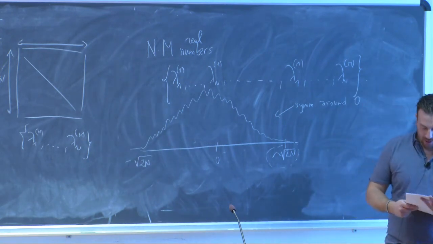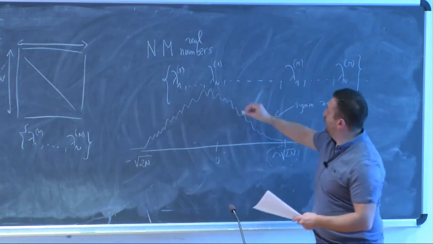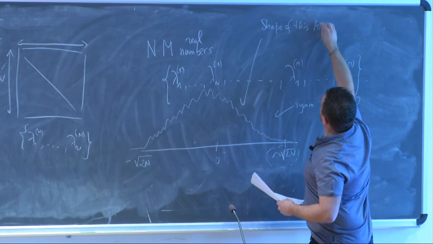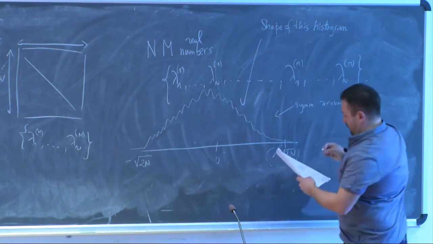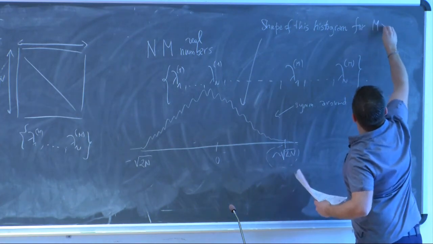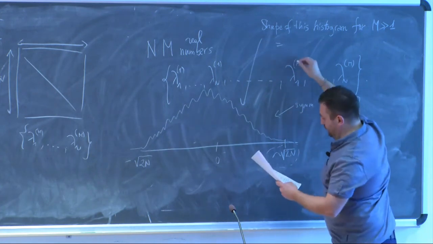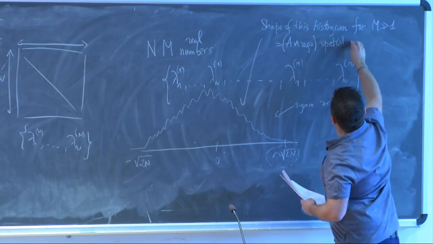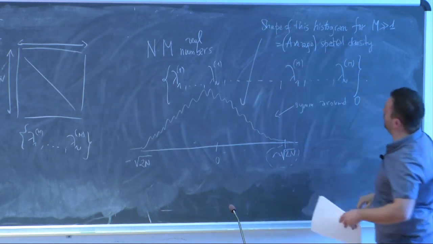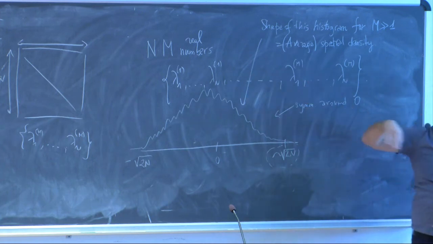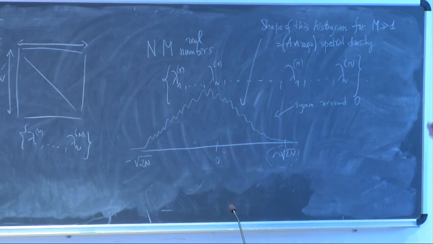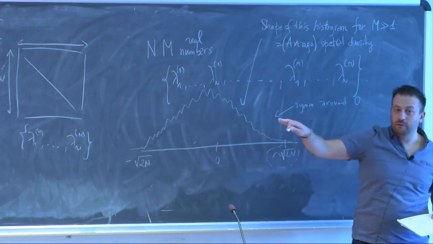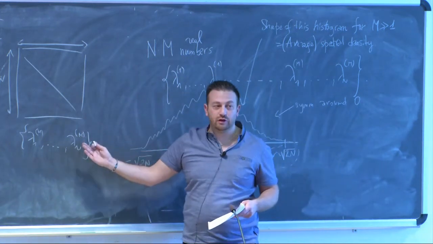Okay. Now, the shape of this histogram, for M, the number of samples, very large, is basically called the average spectral density. This object has a lot of names, like average spectral density, level density. It has a lot of names. It is the same object. It is the shape of this normalized histogram when the number of samples is sufficiently large.